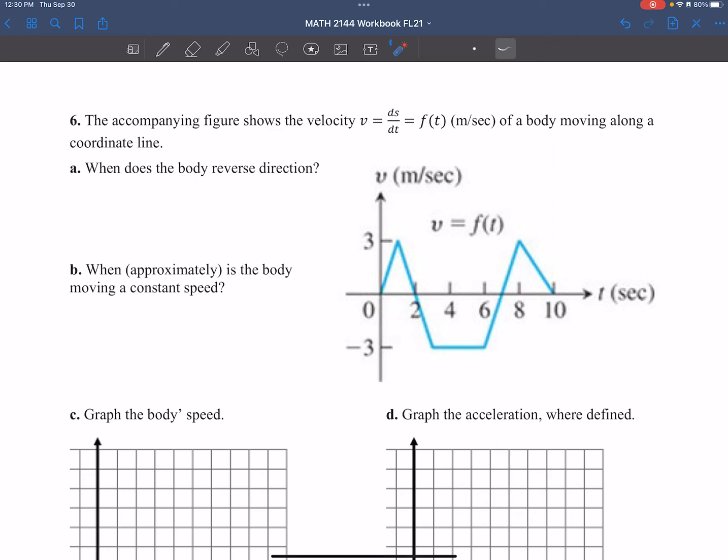Let's see. So you're saying it's changing when it's changing from increasing to decreasing. So you're saying right here? That is not correct, but that's a good idea. Let's just talk about why t equal to 1 is not the answer.